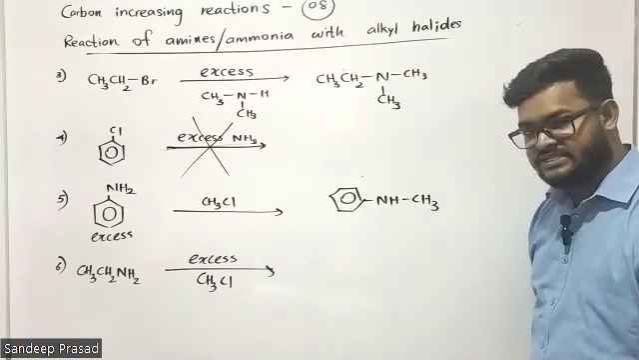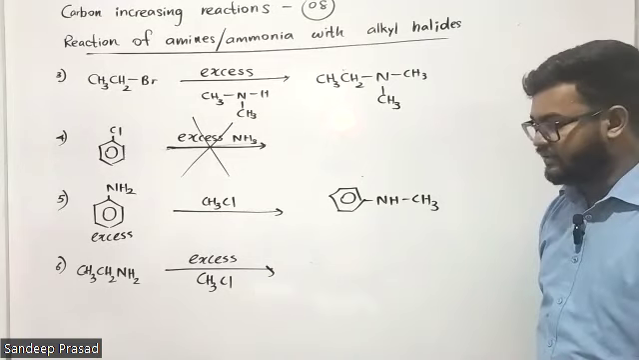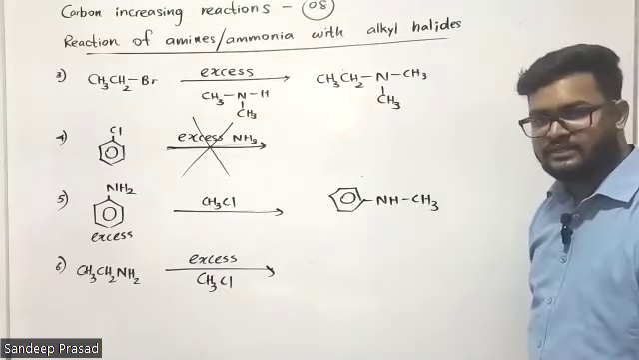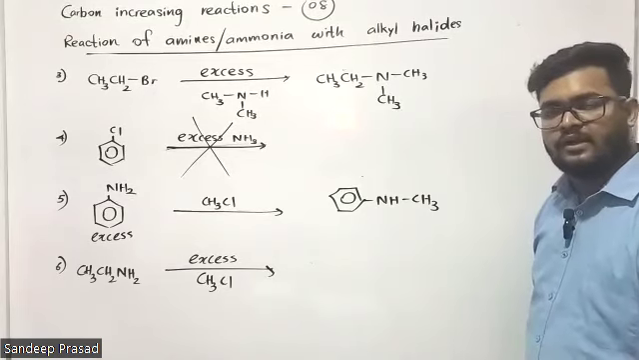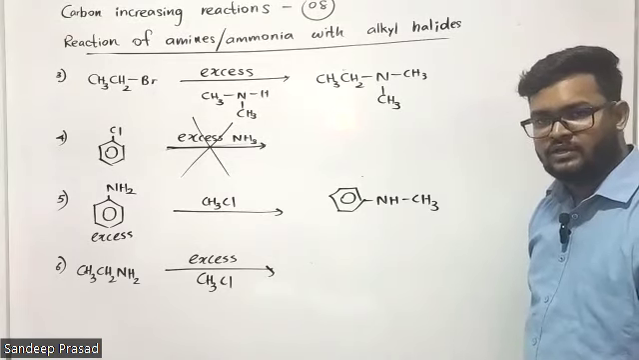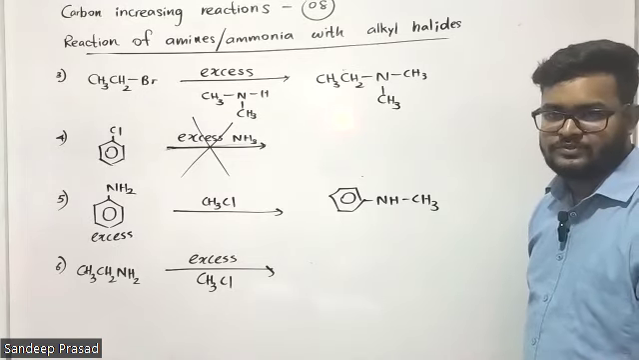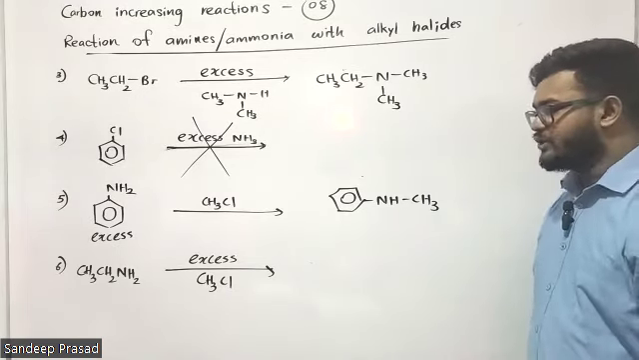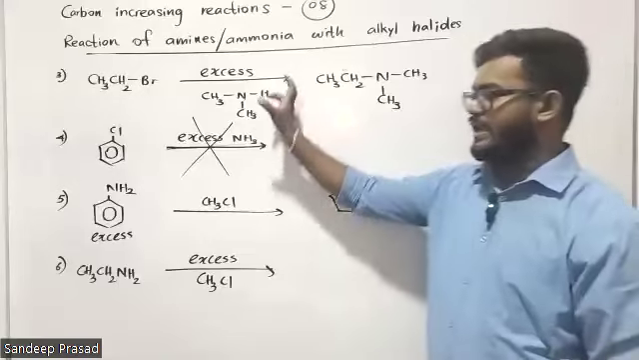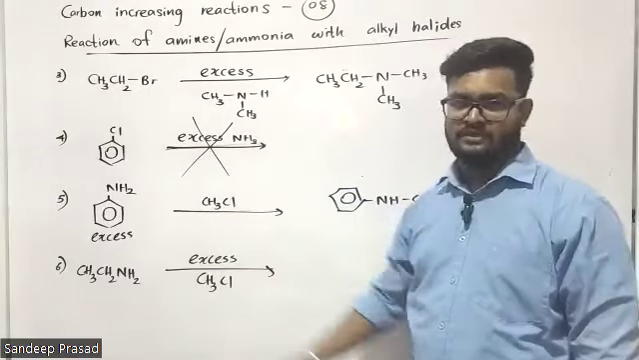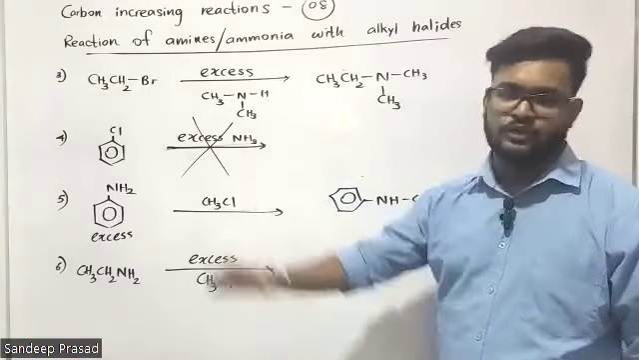We are adding here excess alkyl halide, not excess ammonia, but excess amine. Then definitely we have to go for a quaternary ammonium salt. We have to stop at a quaternary ammonium salt. I told you, in order to stop that one in the first step, we have to add excess ammonia or excess amine. Otherwise, the reaction will go for the quaternary ammonium salt.